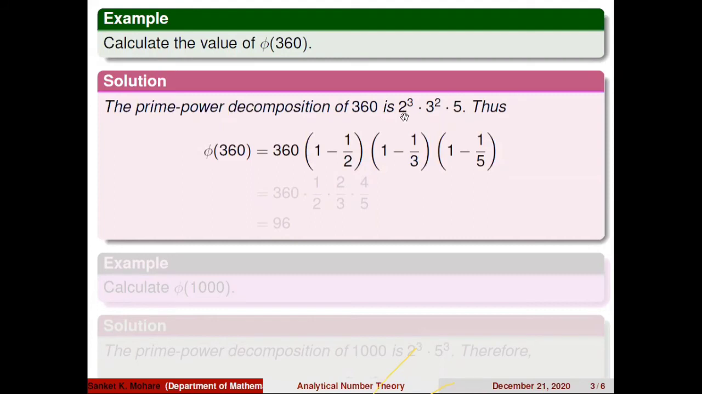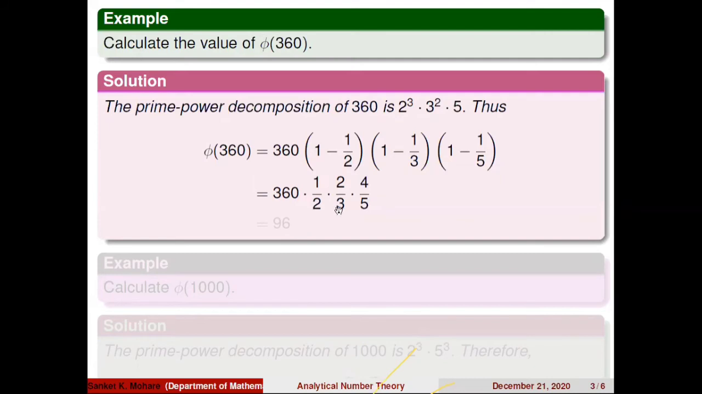Okay, so here how many primes are there? 2, 3, 5, total 3. So the prime factorization of 360 is 2 cube, 3 square and 5. Therefore phi of 360 is equal to 360 into 1 minus 1 by 2, into 1 minus 1 by 3, into 1 minus 1 by 5. So this is equal to 360 into 1 by 2, 2 by 3, and 4 by 5.